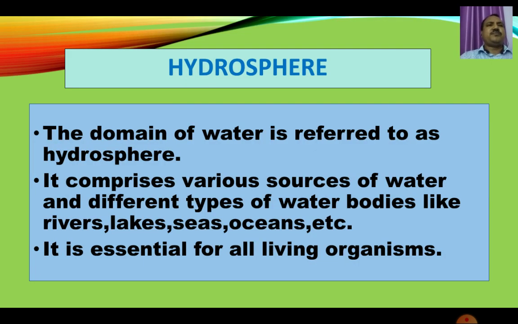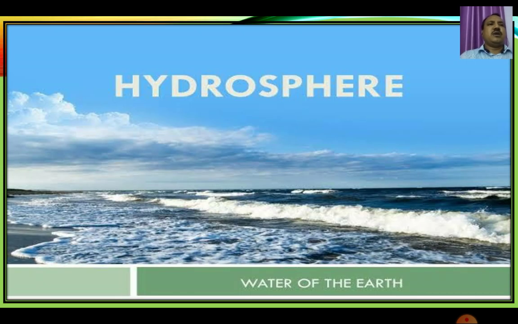Next is the hydrosphere. The domain of water is referred to as hydrosphere. It comprises various sources of water and the different types of water bodies like rivers, lakes, oceans, seas, etc. It is essential for all living organisms. Hydrosphere means the water bodies, and as you know, all the living organisms of the world need water. This is the image of a hydrosphere. Water of the earth comes under the hydrosphere.